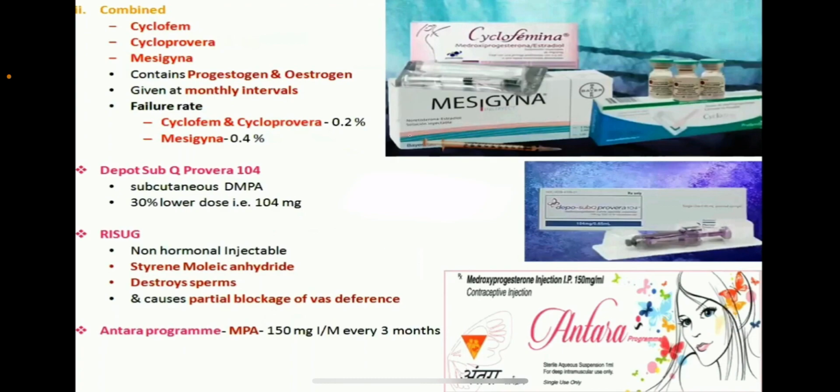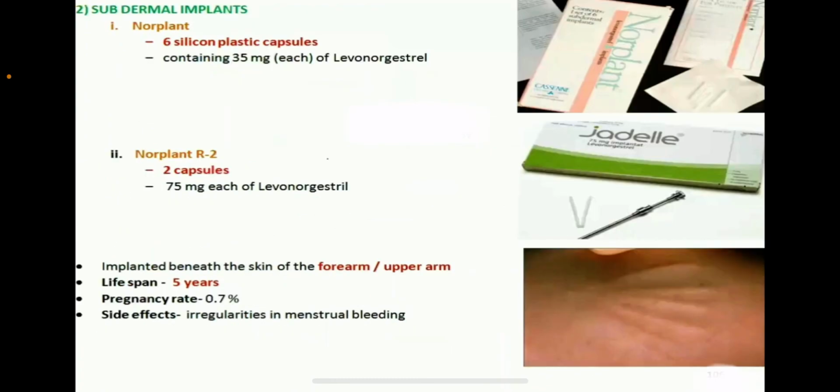Antara program MPA, which contains 150 mg, is given IM, intramuscularly, every 3 months. Okay, so we are clear with the combined thing. Moving on to, what do we have now?